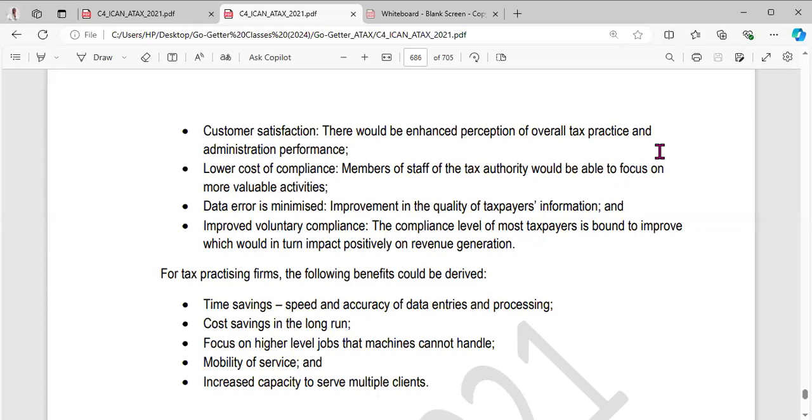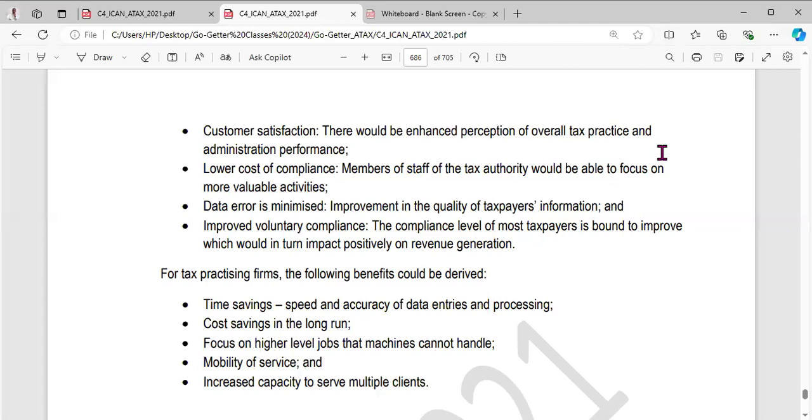Then data error is minimized because it is being automated. It is garbage in, garbage out. If you put in the right thing, it gives you the good information. So we want to assume that you are putting in the right thing, and even if you put the wrong thing and you see the mistake, if you correct it, the whole process corrects itself.